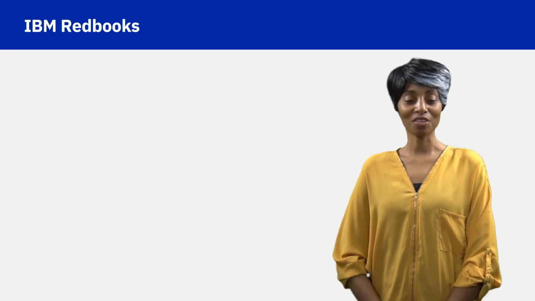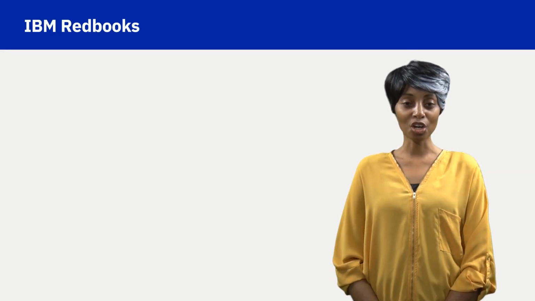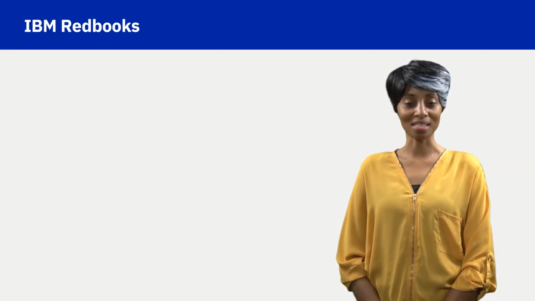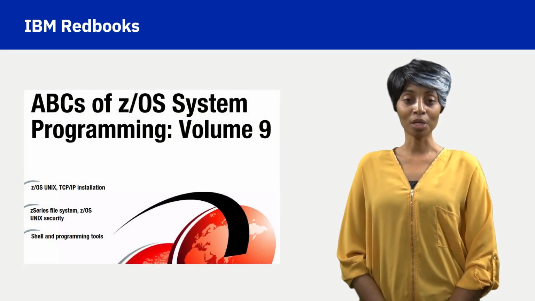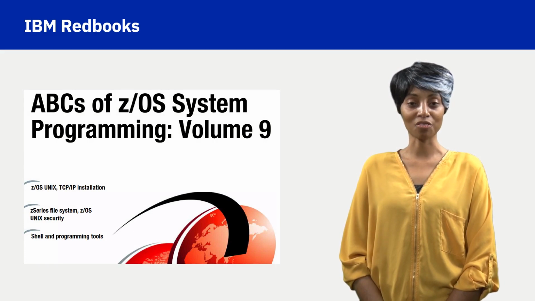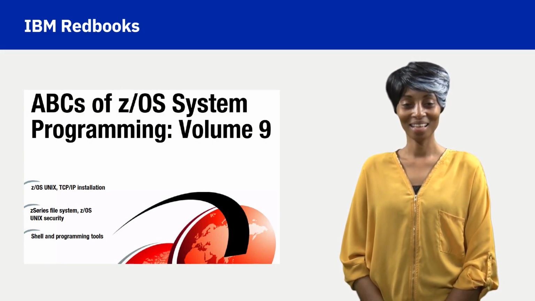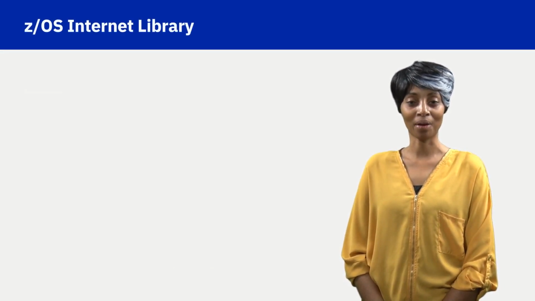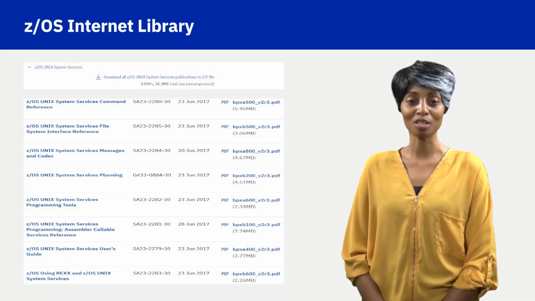An excellent source of information to begin advancing your z/OS Unix System Services skills is the IBM Redbook, Volume 9, from the ABCs of z/OS series of volumes. The z/OS Internet Library includes a z/OS Unix System Services bookshelf of professional manuals.